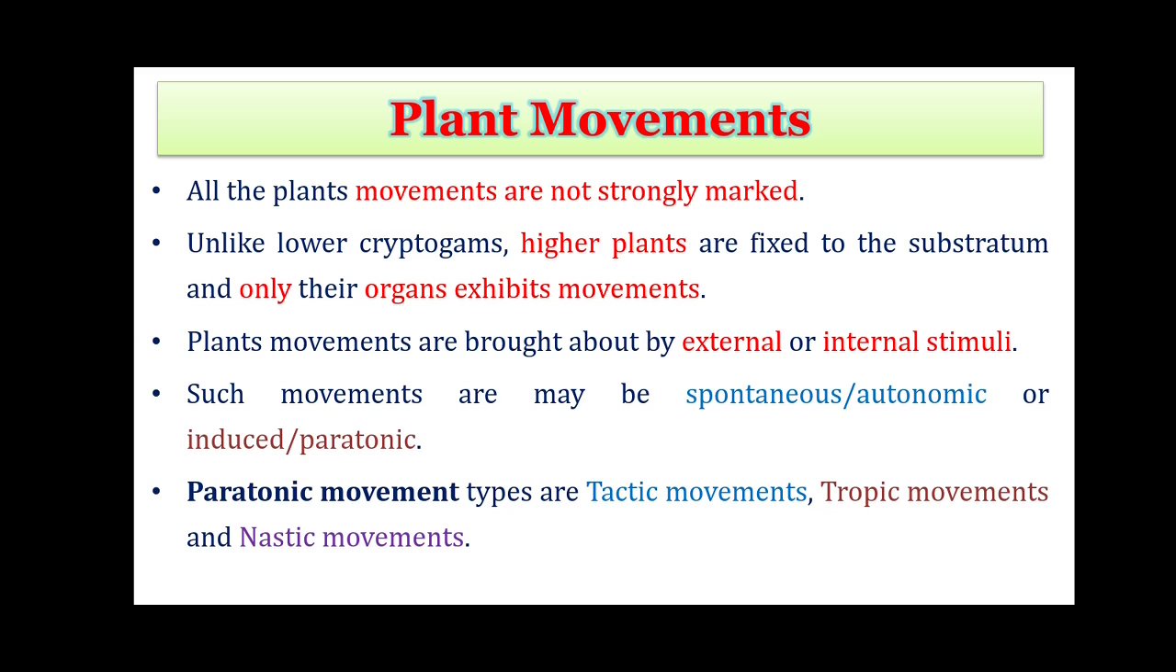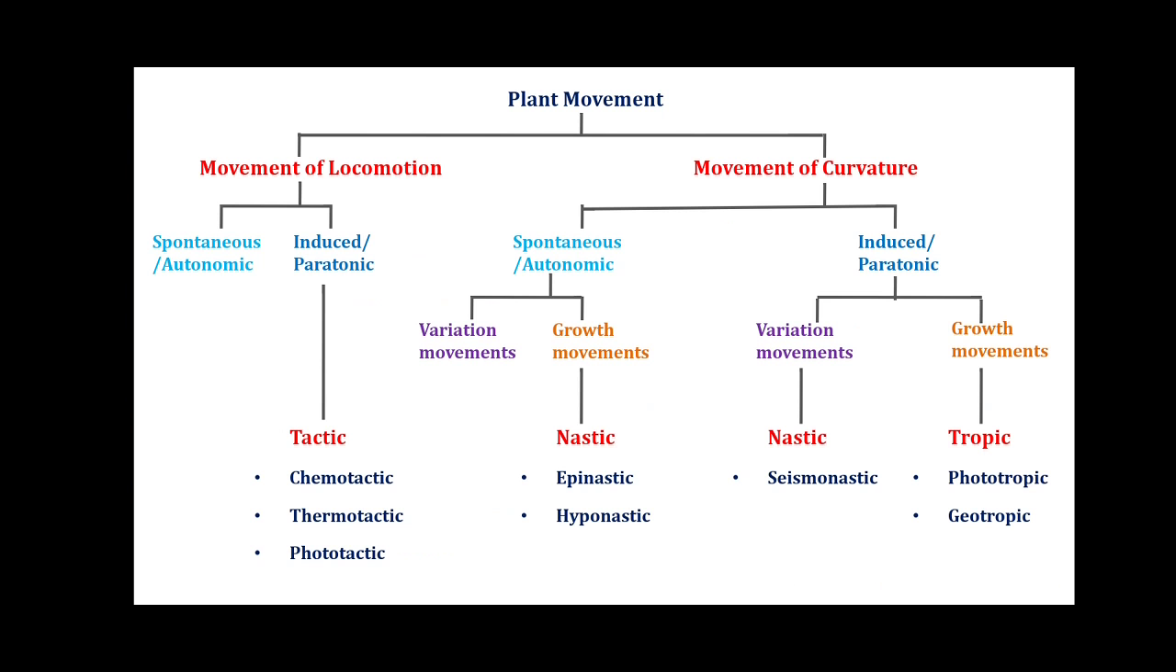So such movements are categorized into two types: spontaneous or autonomic, and the other type is induced or, you can say, paratonic. The paratonic movements are tactic movements, tropic movements and nastic movements. These three movements are generally part of the syllabus. Now let's see the categorization of various kinds of movements.